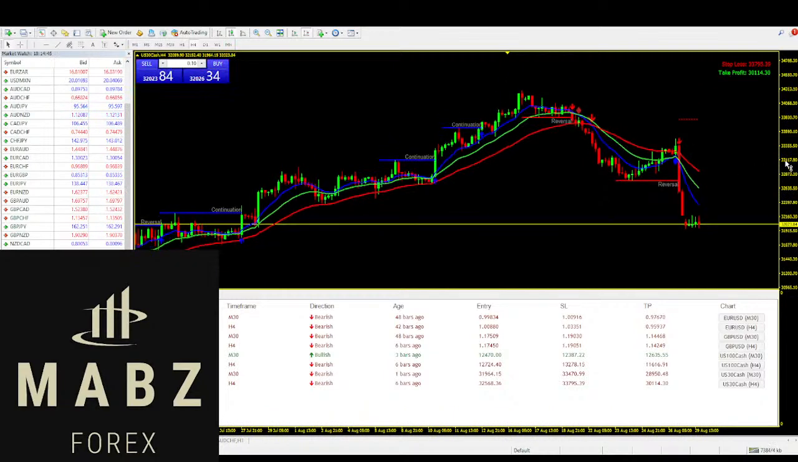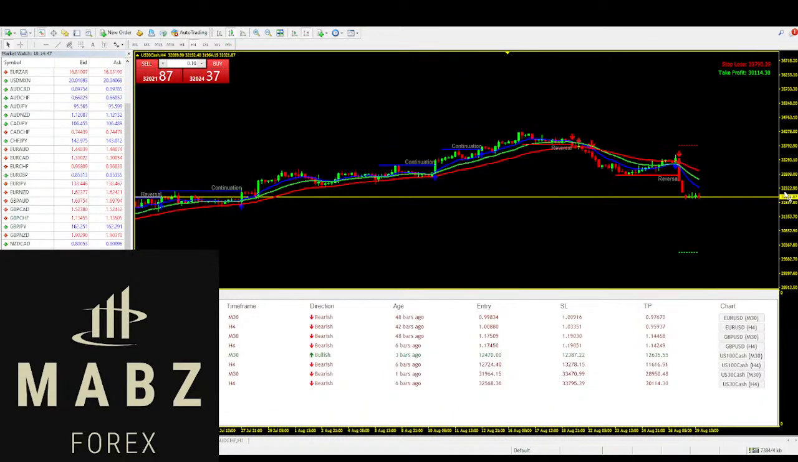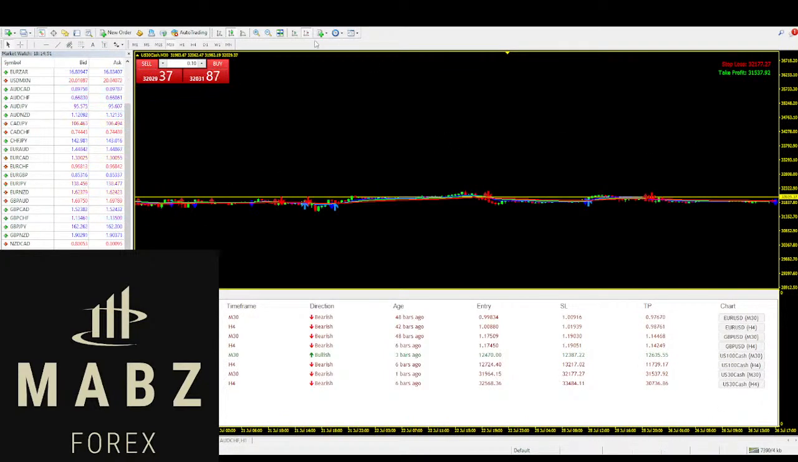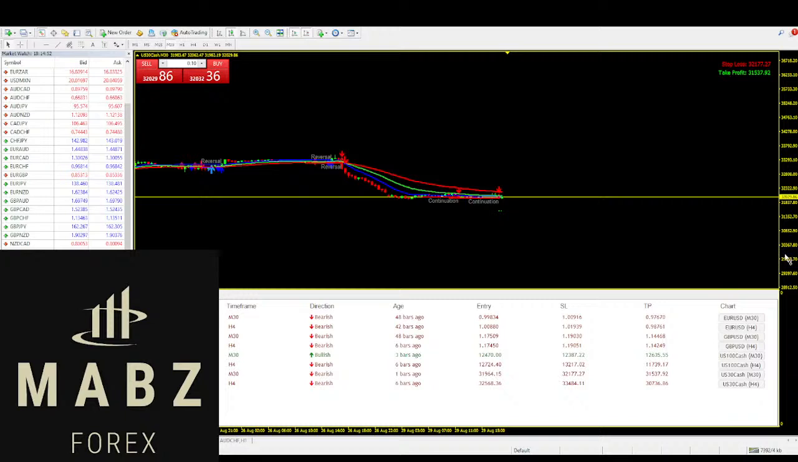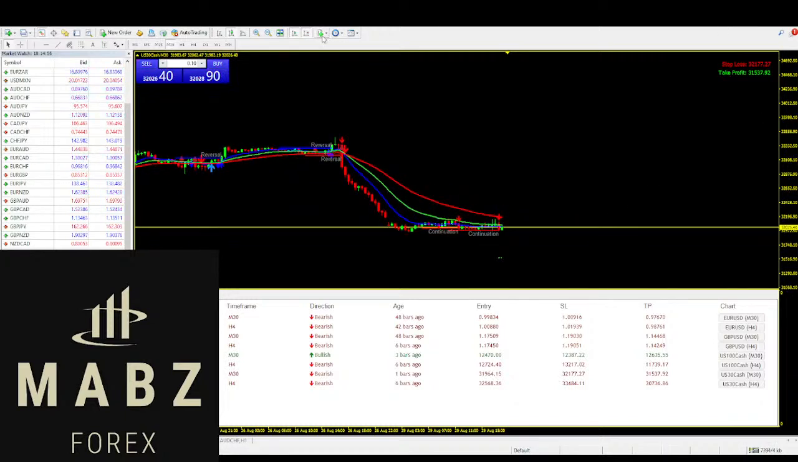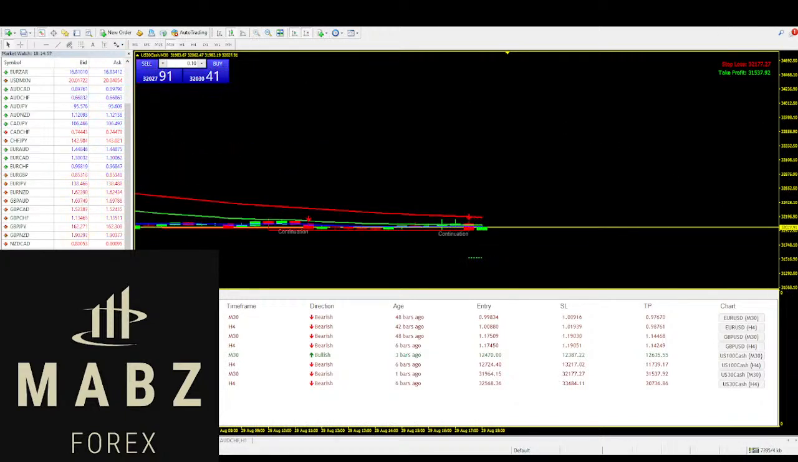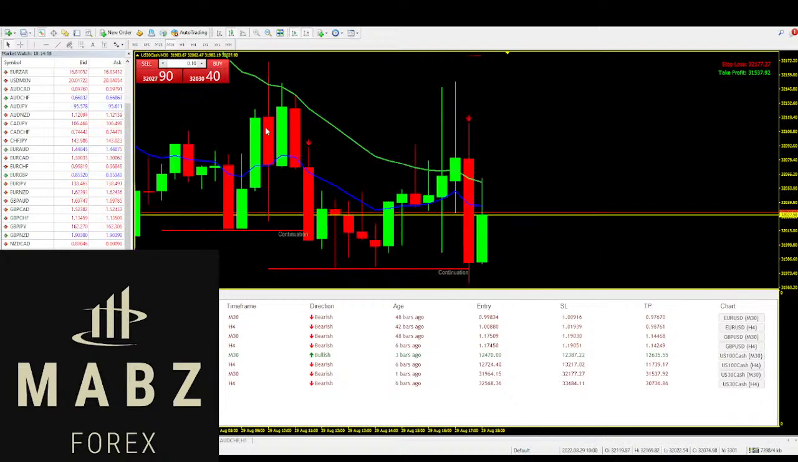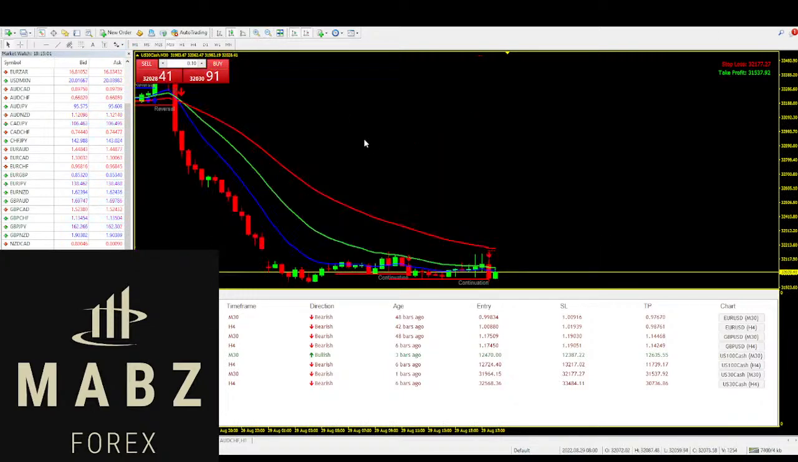US 30 looks like we're going down. Let's see the 30-minute chart. US 30 is a beast, guys. So for those of you who are trading US 30, you need to be extra careful.